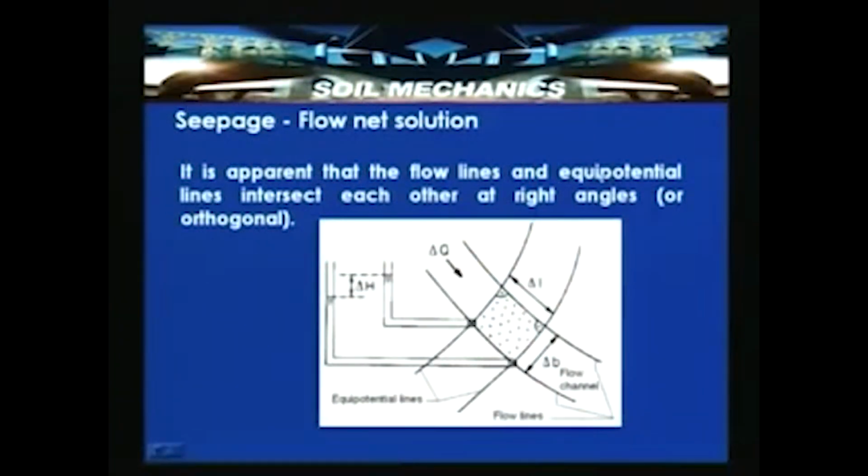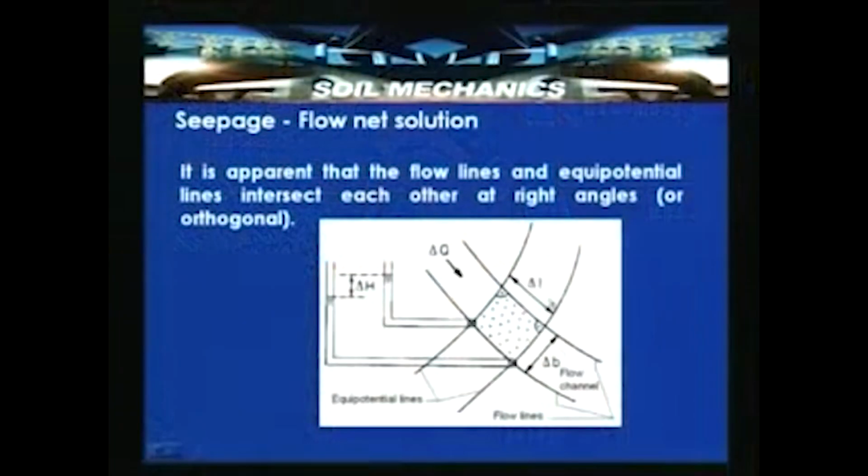So, with this deliberation it is apparent that the flow lines and equipotential lines intersect at right angles to each other. So, from whatever we have deduced from the theoretical considerations, we can say that the flow lines and equipotential lines intersect each other orthogonally.